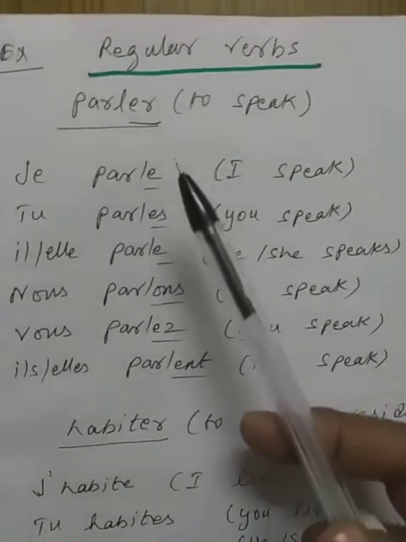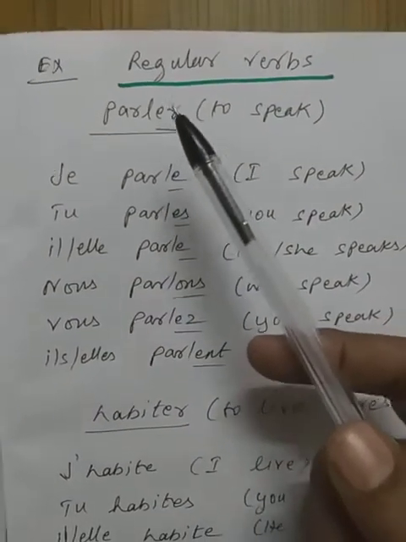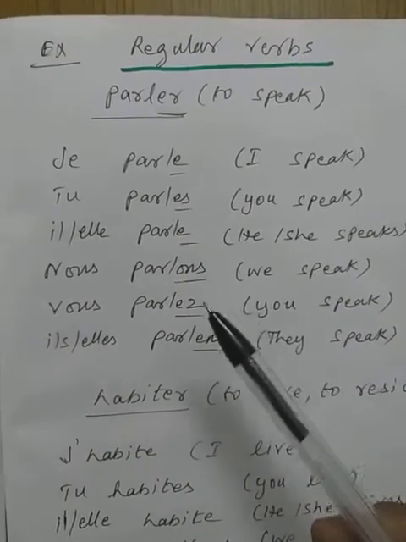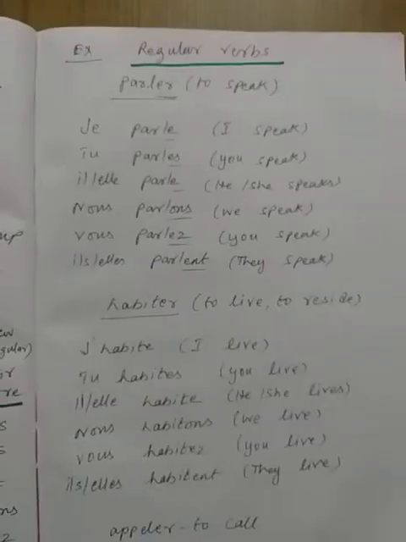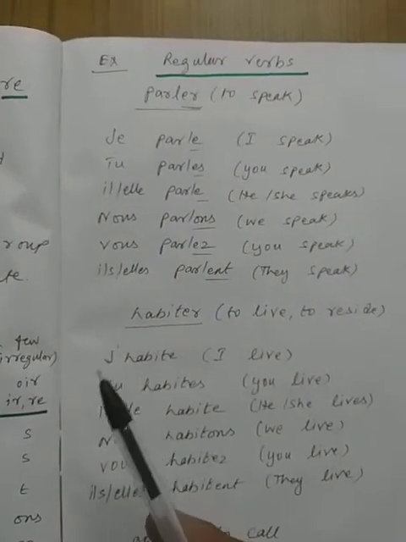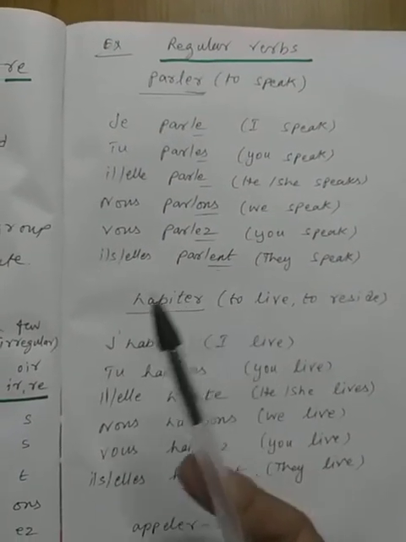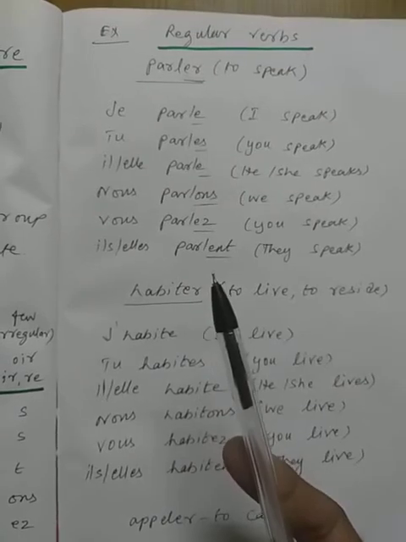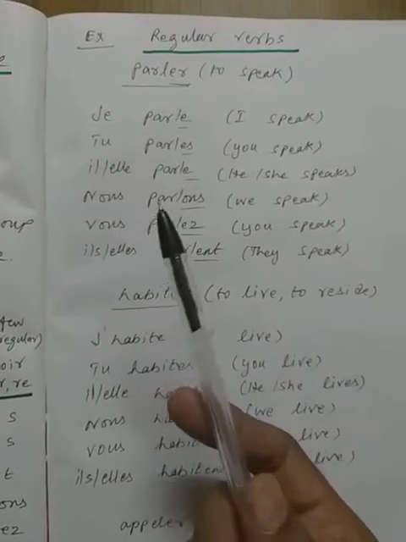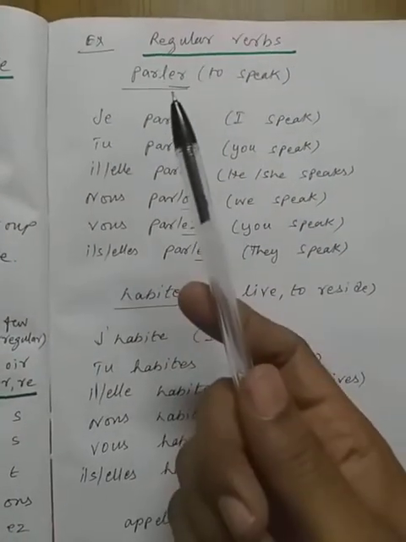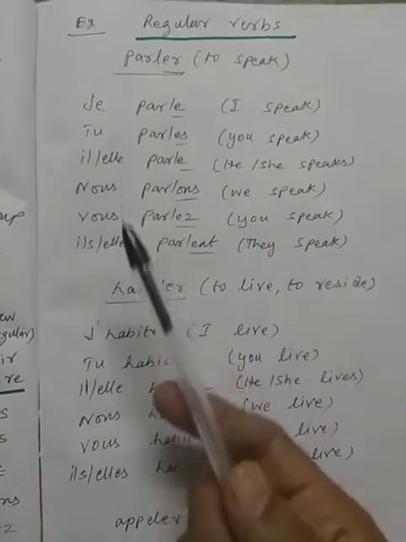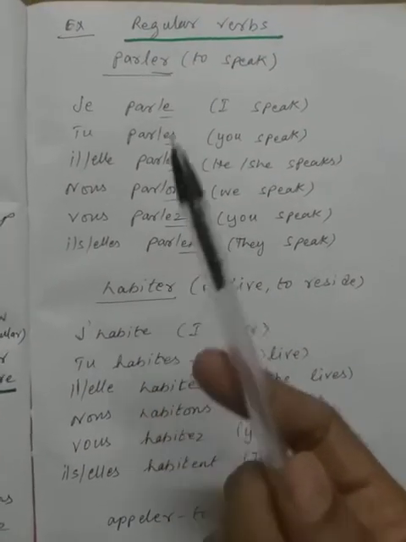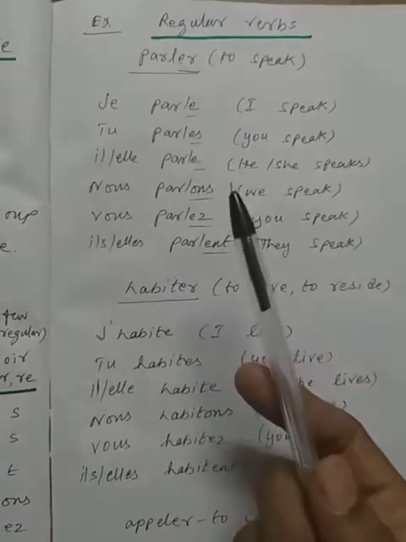Here I underlined the replacements. The ER is replaced by E, ES, E, ONS, EZ, ENT. For vous conjugation, replace ER by EZ. For ils and elles, replace ER by ENT. This is the conjugation for the parler verb. For one verb, you have six forms, for six different subjects. This we call the conjugation of the parler verb in present tense.